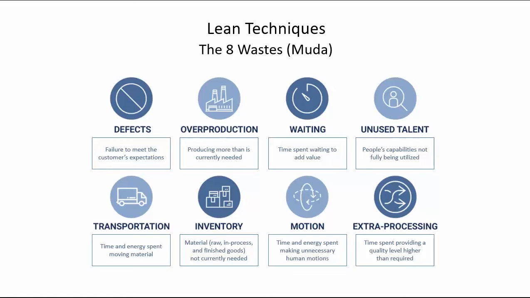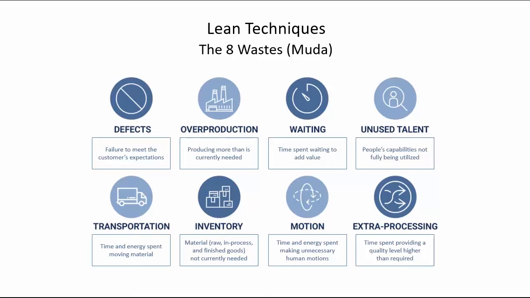Defects occur when we fail to meet the customer's expectation. Overproduction is producing more than is currently needed. Now, overproduction is arguably the worst waste of all because overproduction causes many of the other wastes to occur. Now, waiting is any time spent waiting for any reason. Unused talent is where people's capabilities, minds, and talents are not being fully utilized.